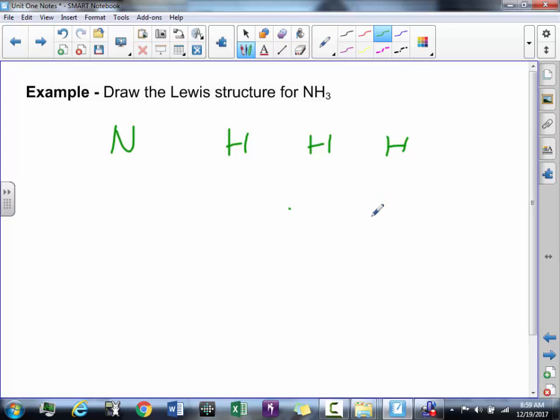So how many valence electrons does a nitrogen have? Lithium, beryllium, boron, carbon, nitrogen. Can you guys count the way I did there? 5. Okay. But we have to put them in the right pairs here. You don't go like this. 1, 2, 3, 4, 5. That's not correct.